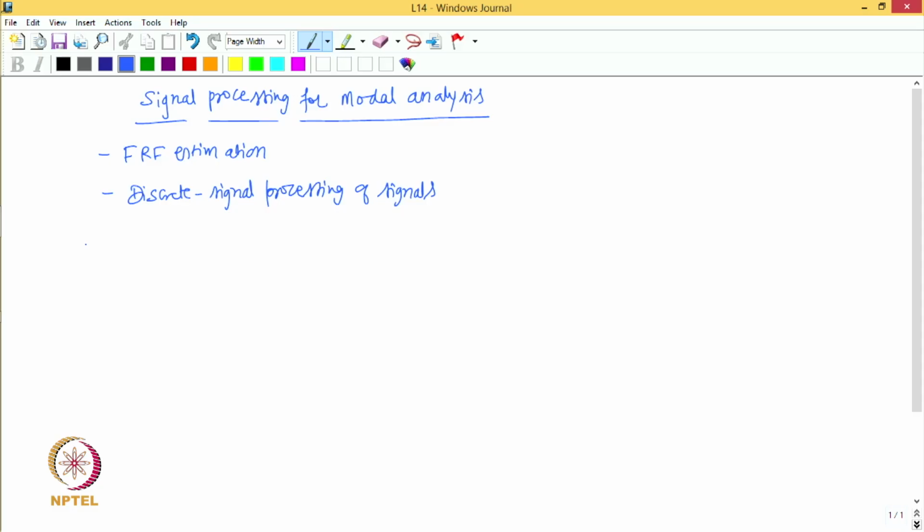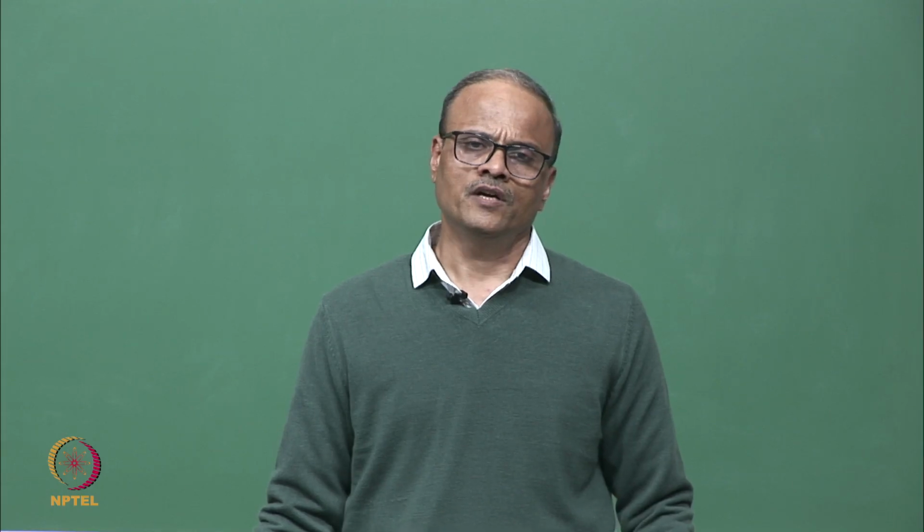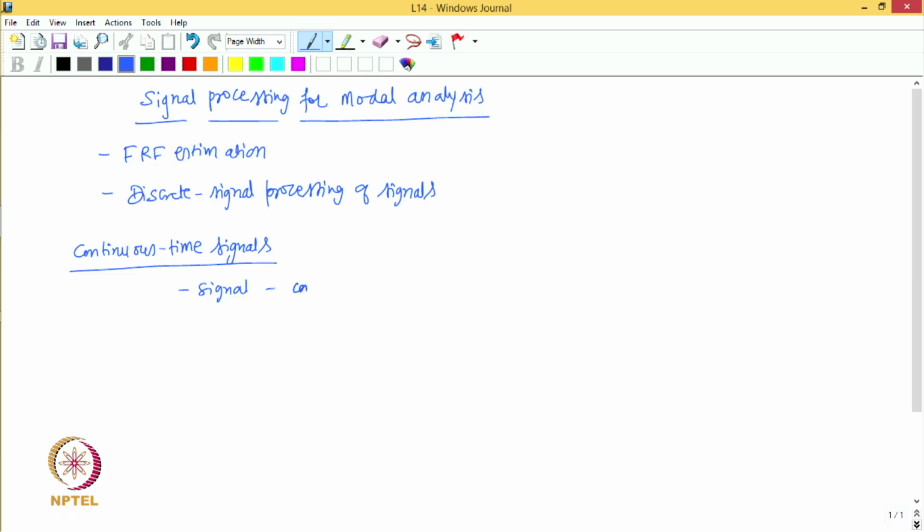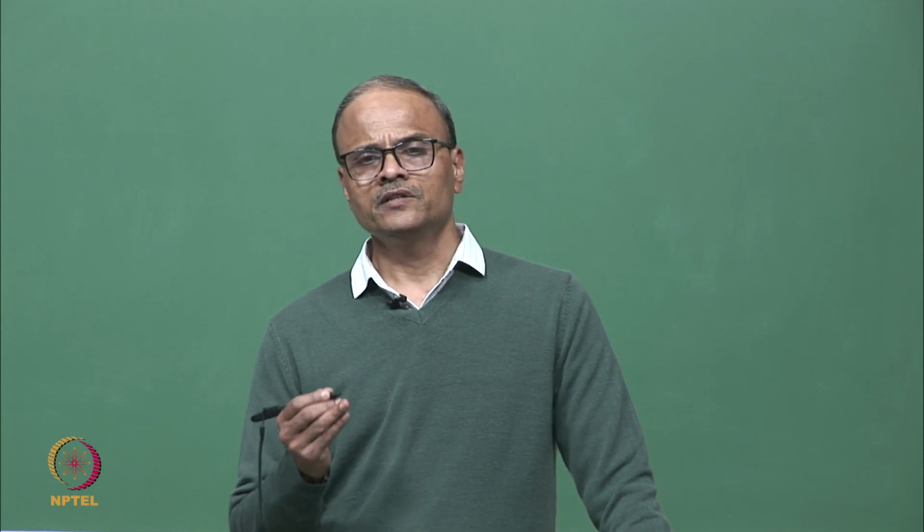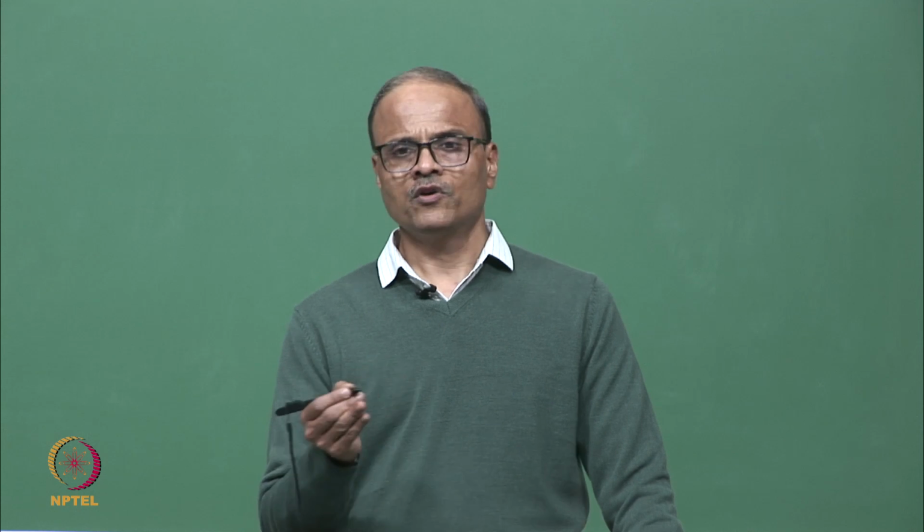So, let us first define what are continuous time signals. And by the way, what is a signal? A signal basically conveys information as a function of some independent variable. And a continuous time signal is the one where time is the independent variable, and the signal is defined at every instant, and that is why it is referred to as a continuous time signal.